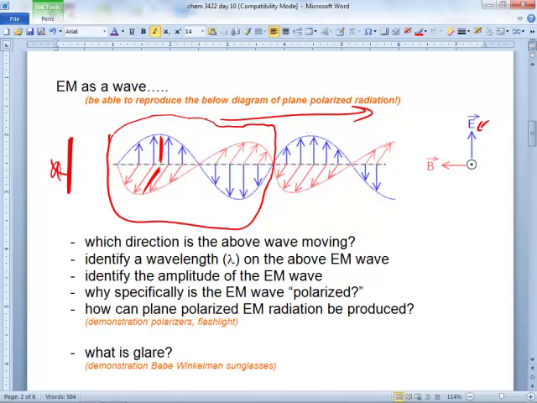Let's see if this works. Okay, what's glare? Glare is polarized radiation, right? These are my Babe Winkleman sunglasses. And they are dorky. No, they're not dorky. They're polarized, right?